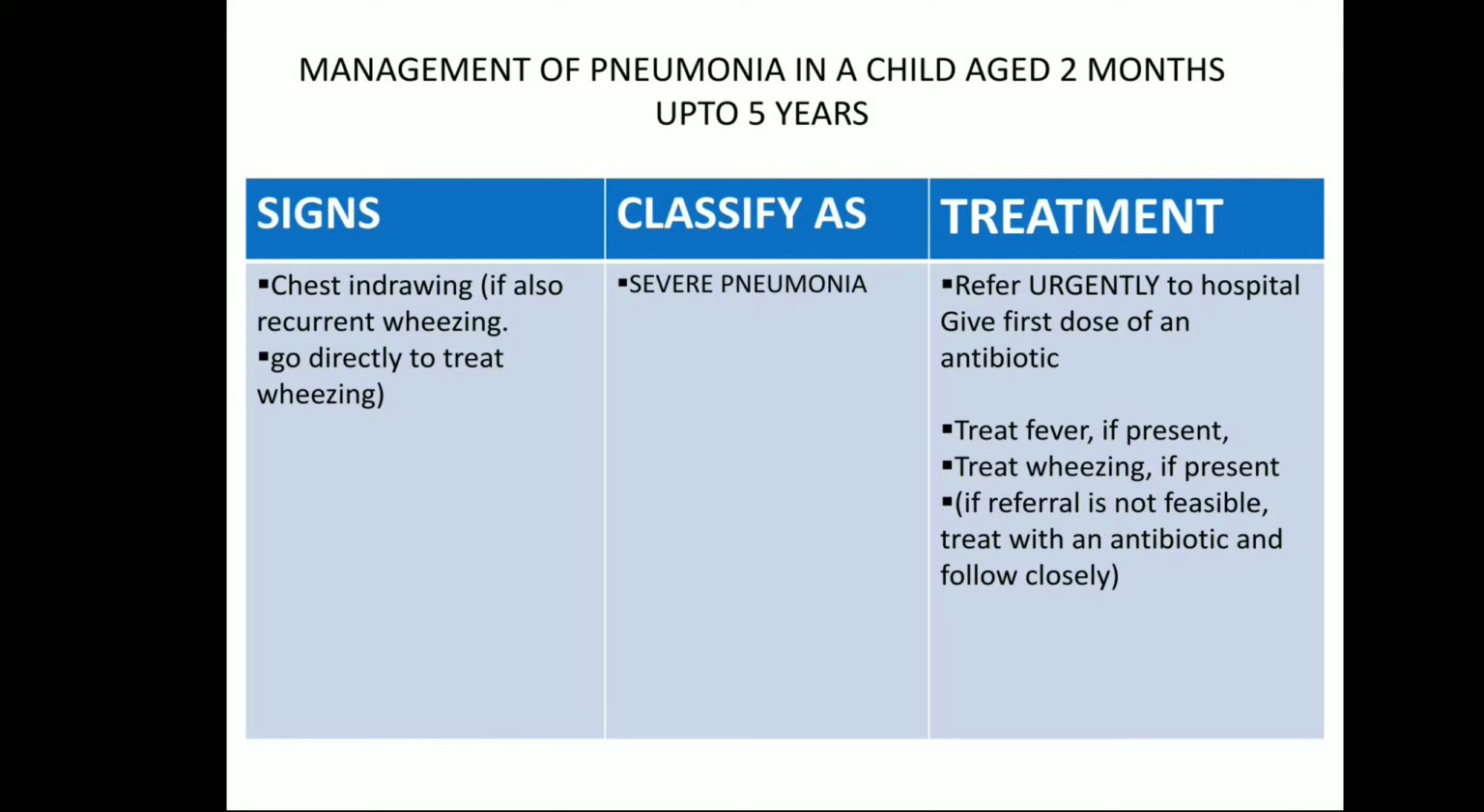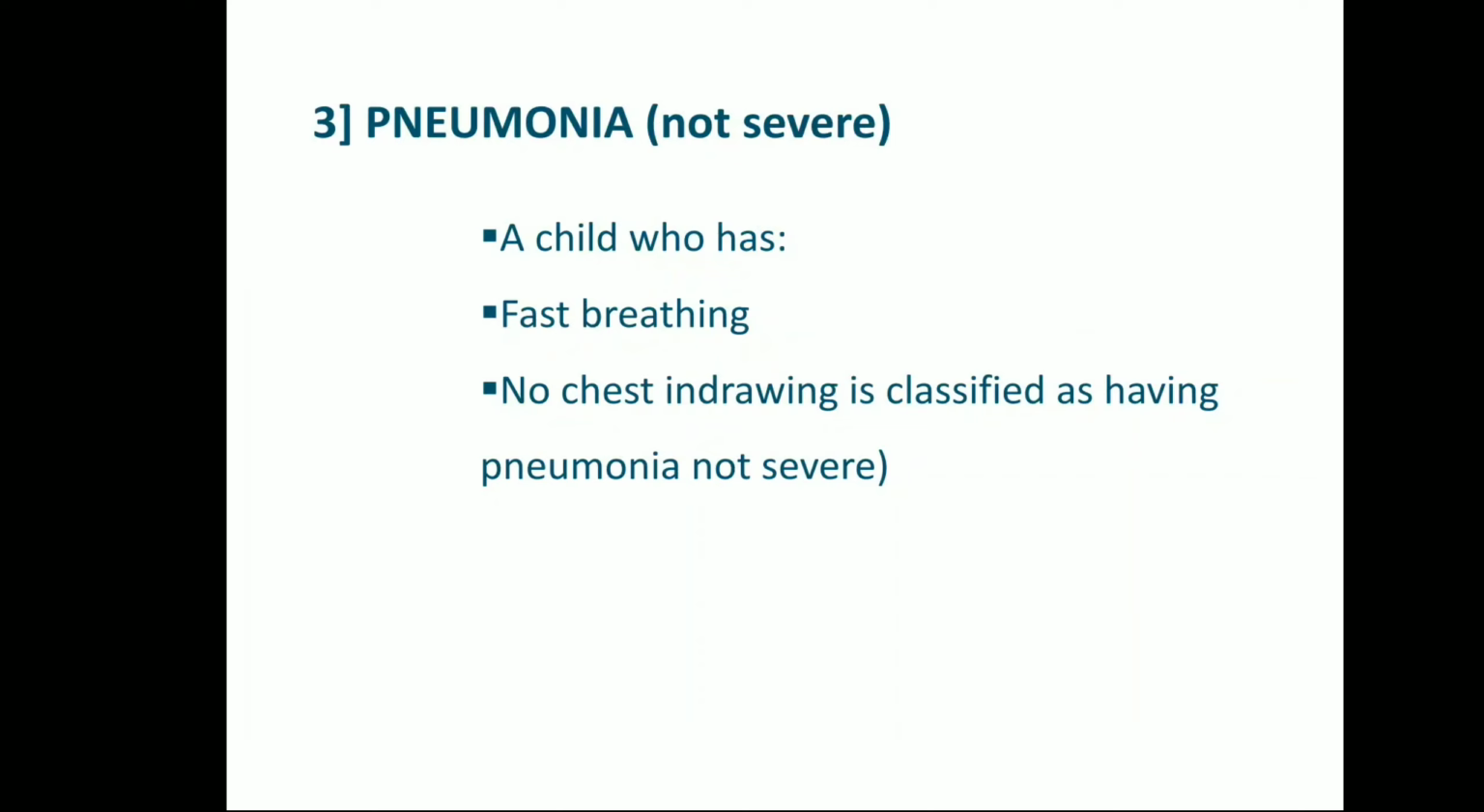So far we have discussed very severe pneumonia and severe pneumonia, and the third one is pneumonia which is not severe. So what are the signs and symptoms that will be exhibited by the child who is having pneumonia? The child may have fast breathing, and there will be no chest indrawing. If the child is having chest indrawing, you can consider that he may have severe disease or very severe disease. So based on that, you have to classify the child.